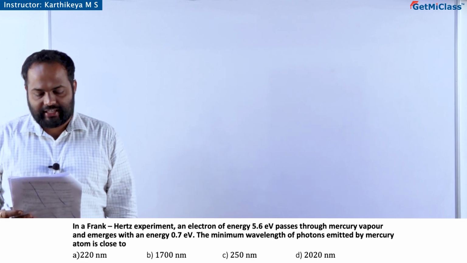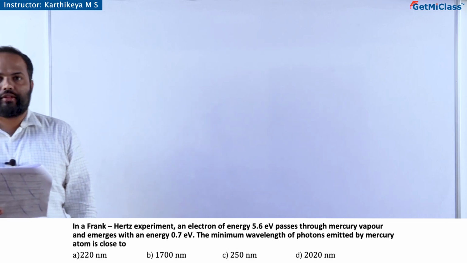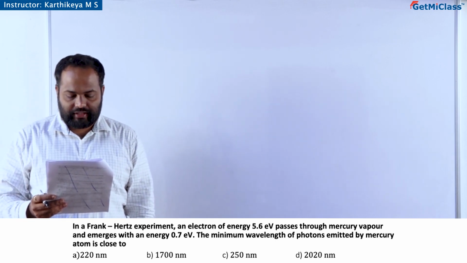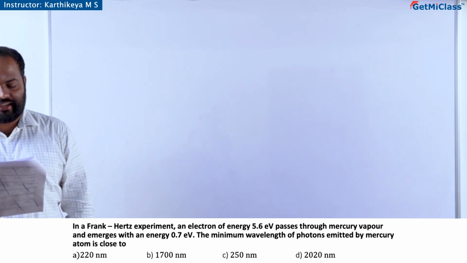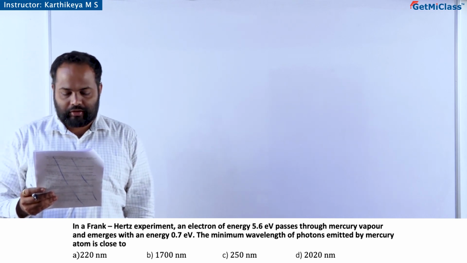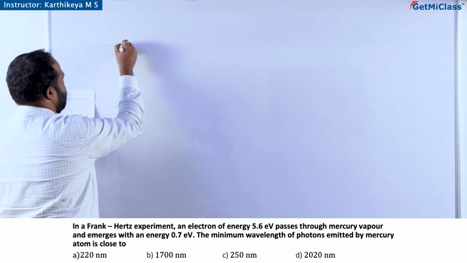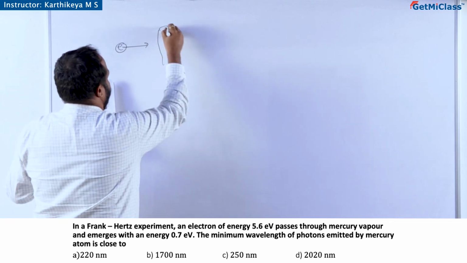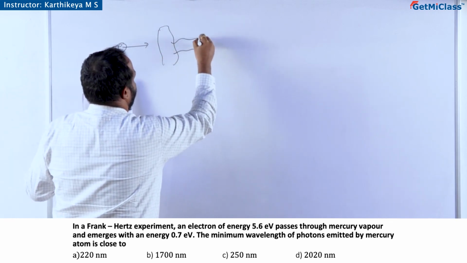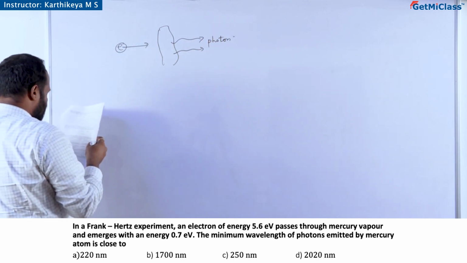In a Franck-Hertz experiment, an electron of energy 5.6 electron volt passes through mercury vapor and emerges with an energy 0.7 electron volt. The minimum wavelength of photons emitted by mercury atom is close to. So, what happens here? When an electron hits a mercury vapor lamp, light will be emitted out, photons will be emitted out. Okay.